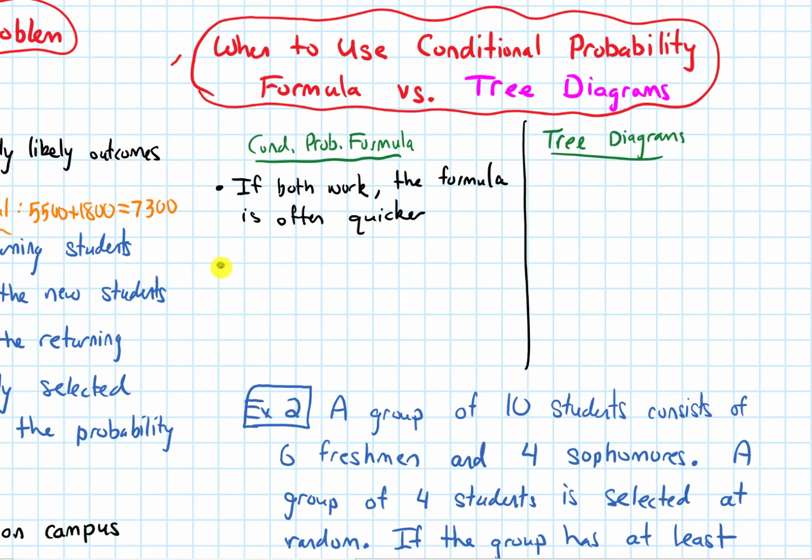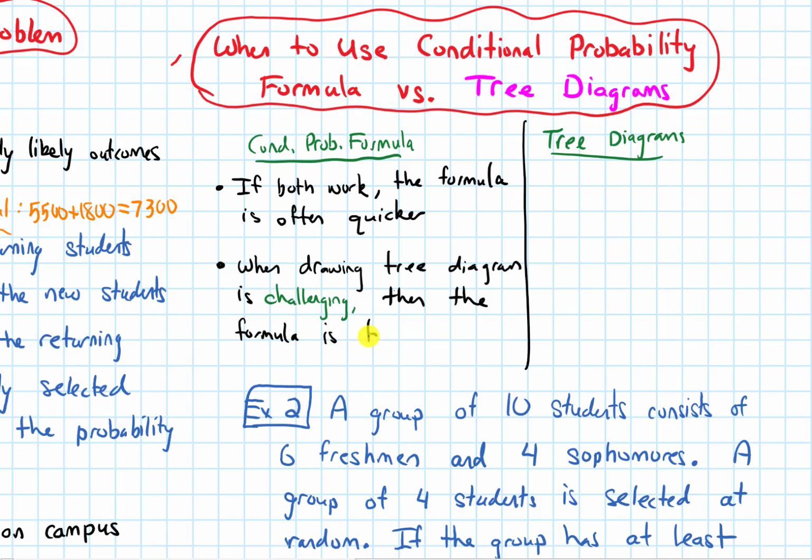Another situation where using the conditional probability formula would be better is when drawing a tree diagram is challenging. Then using the conditional probability formula, straight up, is better.